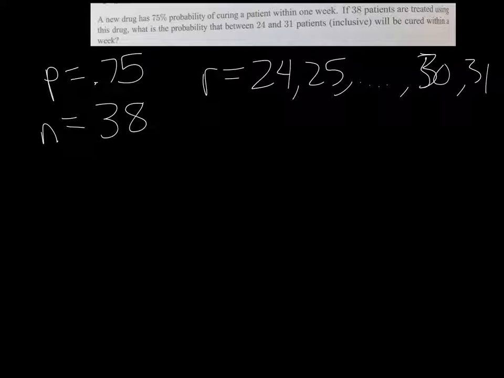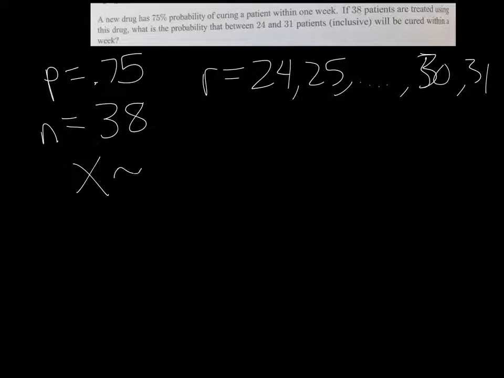So what we could do, we have some good options and bad options. So 24, 25, 26, 27, 28, 29, 30, 31. We could do 8 binomial PDFs on our calculator, spend quite a bit of time doing that, and then add them together. I think you can see quite simply that that's not a good way to go about this problem. Instead, let's try and use our binomial CDFs.